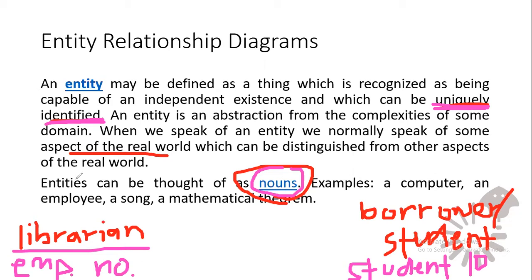Sa library system, wala na ba tayong iba? Ano ba yung mga information na binanggit nyo kanina? Wala na bang unique identifier doon? Wala na bang noun doon? Yung sa book, ma'am. Yes, Rona? Book. Books. Books are nouns, true or false? Nouns yan.